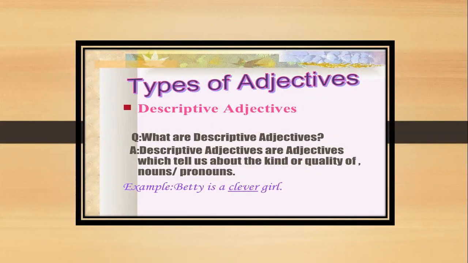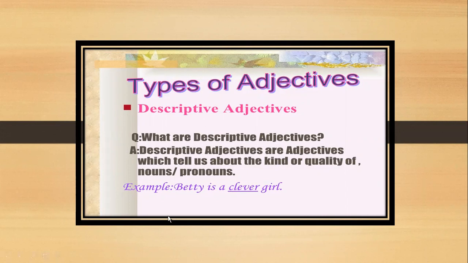The types of adjectives we are going to do today. Number 1 is descriptive adjective. What is a descriptive adjective? Anyone knows? If yes, you can write yes in the chat box. Yes, I know descriptive adjective. Okay, so let me tell you what descriptive adjectives are. Descriptive adjectives are the adjectives which tell us about the kind or the quality of a noun or a pronoun.